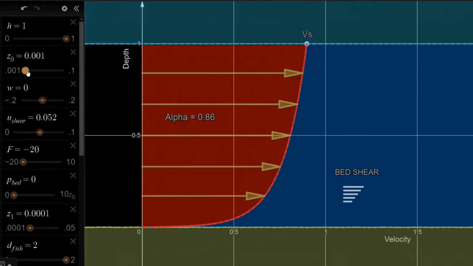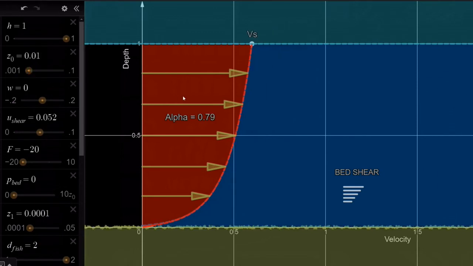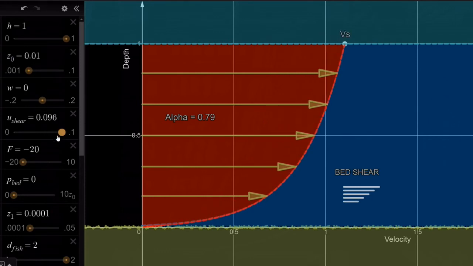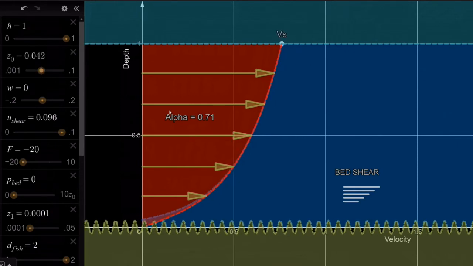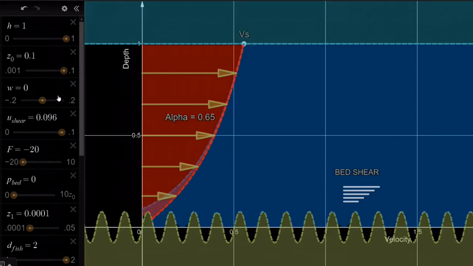However, if we change the roughness now, you see the bed's getting rougher. As we make it rougher, we'll increase the shear stress. You can see that our alpha ratio is dropping. Now it's not major, but it is reducing. If we make it even rougher on the bed though, it becomes more serious. The shear stress will increase even more, and we're down to about 0.6 for alpha, which is significantly different from the conventional value.